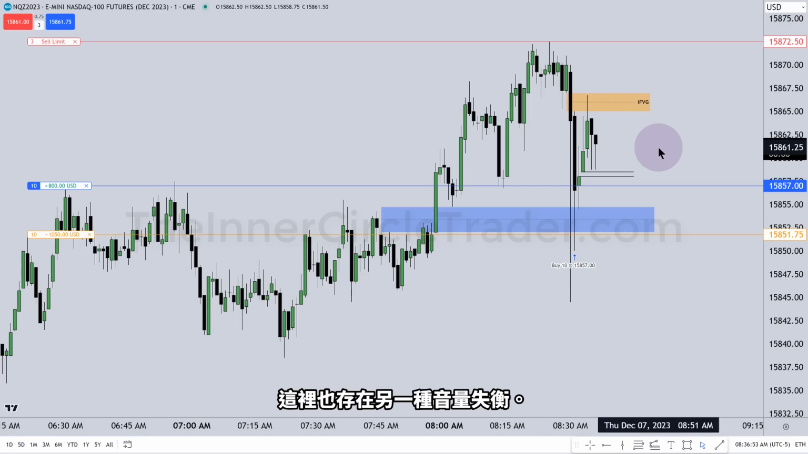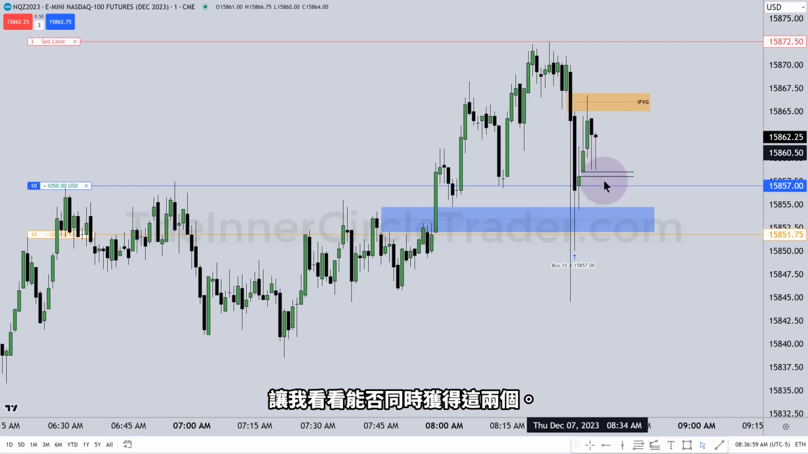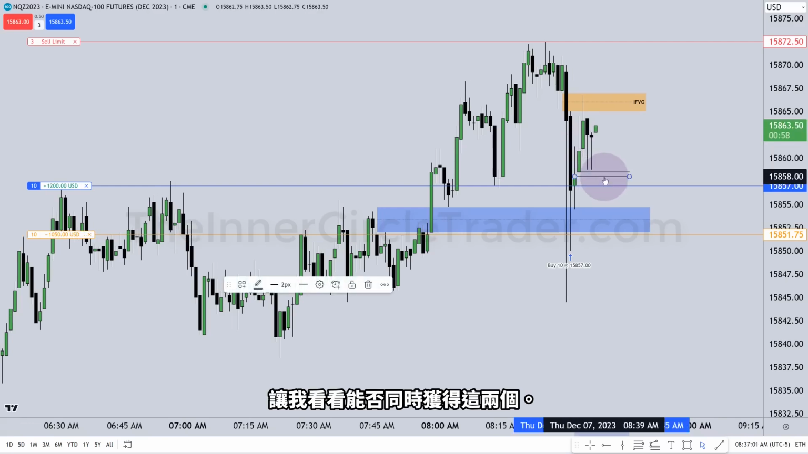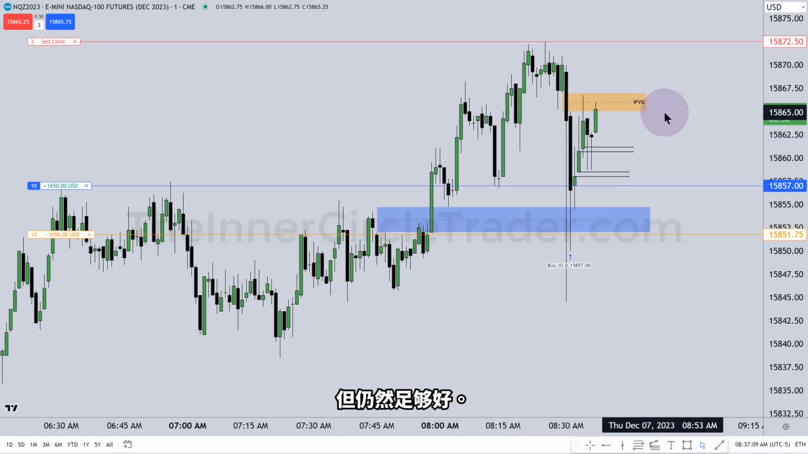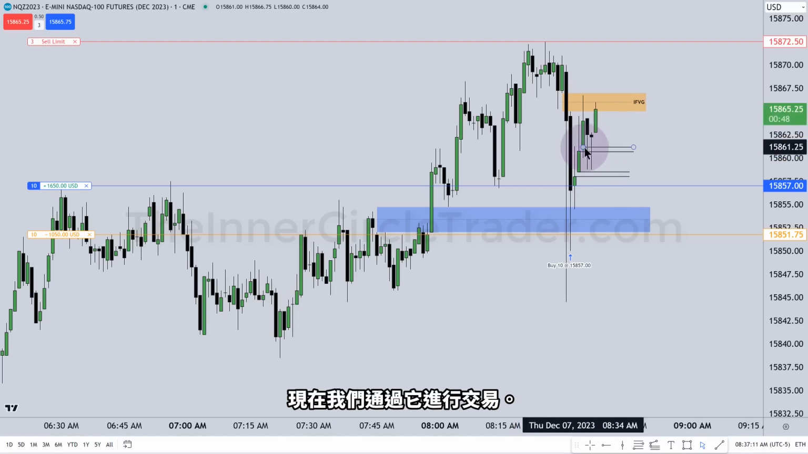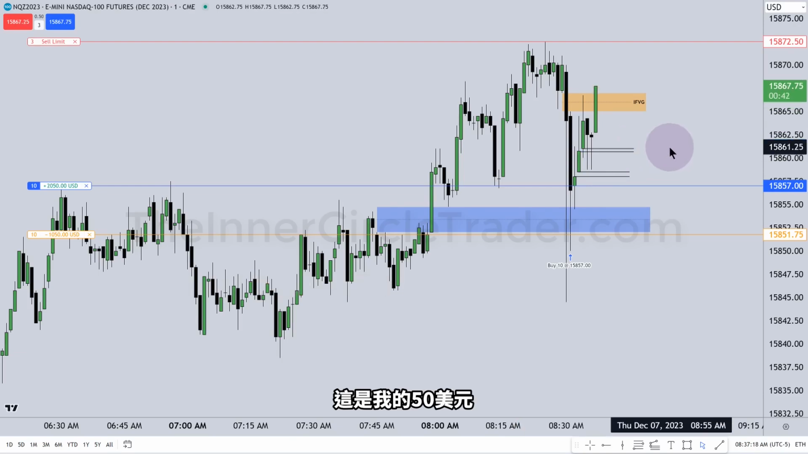There we go. There's another volume imbalance there as well. Let me see if I can get both of them. There we go. Not quite on it, but still nonetheless it's good enough. Now we're trading through it.